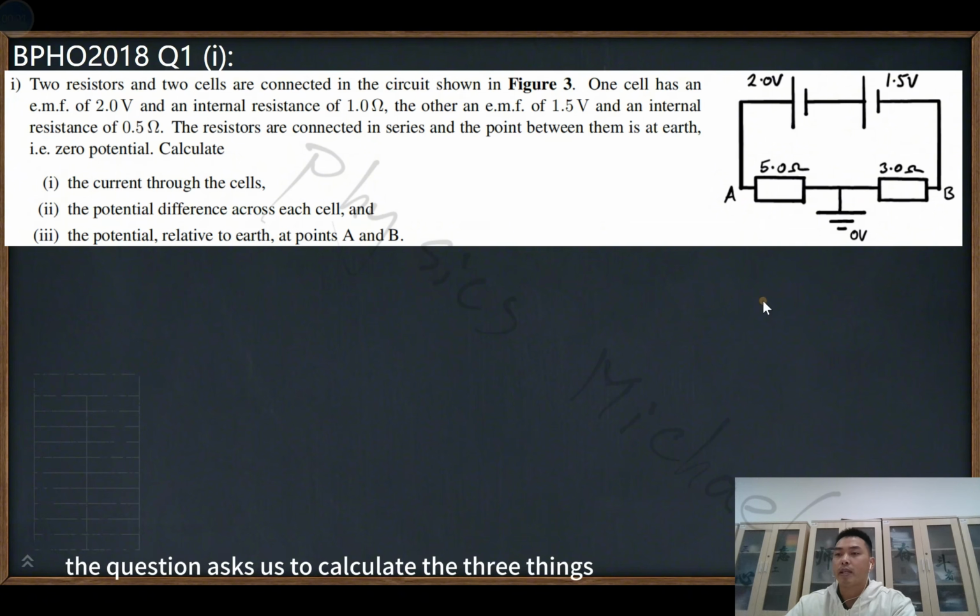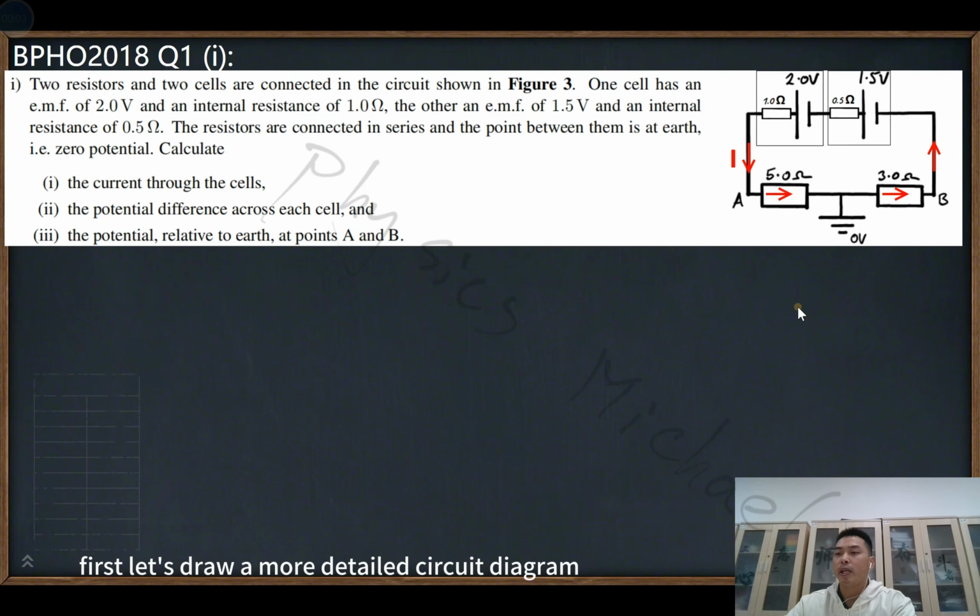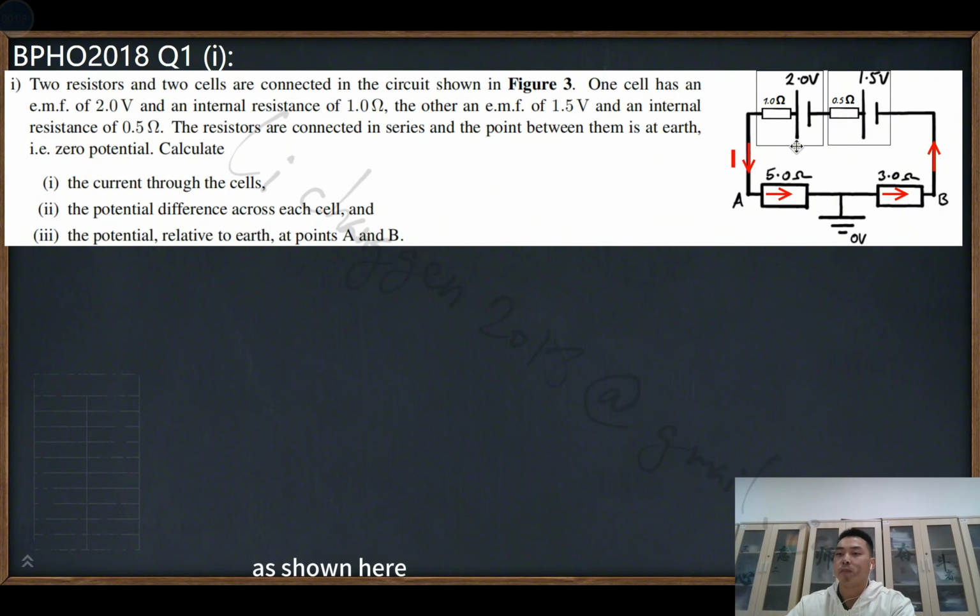The question asks us to calculate three things. 1. The current through the cells. 2. The potential difference across each cell. And 3. The potentials at points A and B, relative to Earth. First, let's draw a more detailed circuit diagram that includes the internal resistances of the batteries, as shown here.